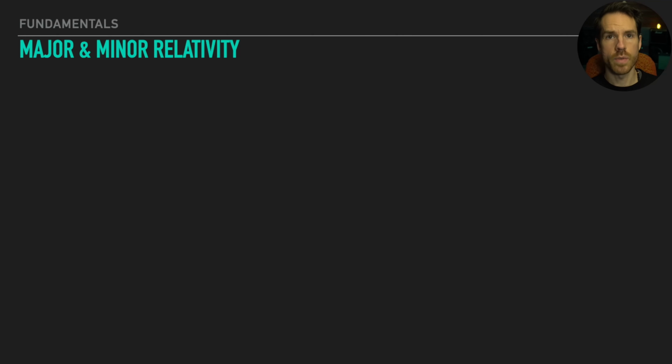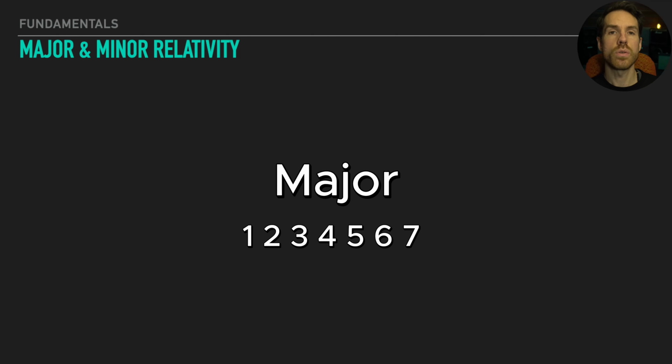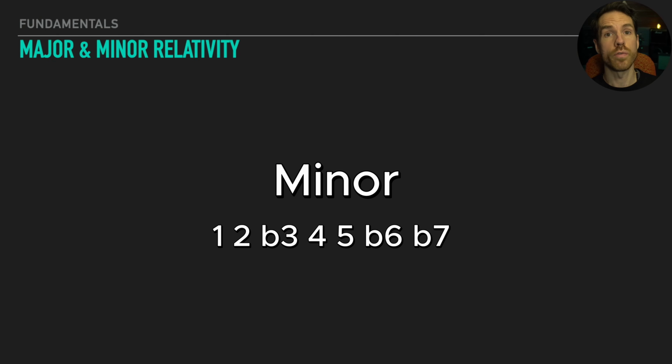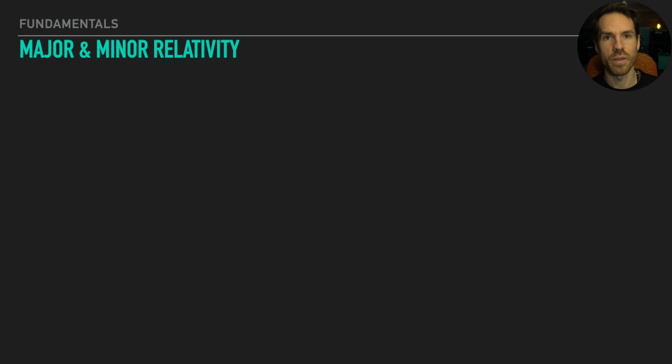So we've got two types of scales, major and minor. The major scale formula: root, 2, 3, 4, 5, 6, 7. Minor: root, 2, flat 3, 4, 5, flat 6, flat 7. Memorize these. It'll be really helpful to you in the future.